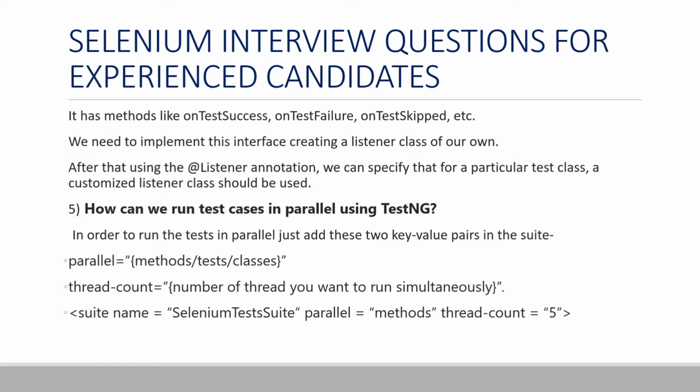Then how can we run test cases in parallel using TestNG? In order to run the tests in parallel, we just need to add these two key and value pairs at suite level, that is the testng.xml file. With the help of this parallel keyword we can mention methods or tests or classes. If I want to run my methods in parallel, I can simply mention here parallel equals methods. If I want to run my tests in parallel, I can mention parallel equals tests. If I want to run my classes in parallel, I can mention parallel equals classes.